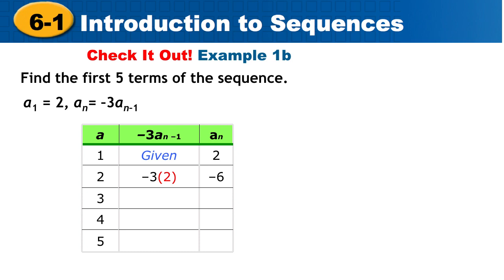So in order to find third term, negative 3 times a sub 2, which is negative 6, gives you 18. A sub 4, negative 3 times a sub 3, which is 18, gives you negative 54. And a sub 5, negative 3 times a sub 4, which is negative 54, gives you 162. So I think that's enough questions for recursive formula.